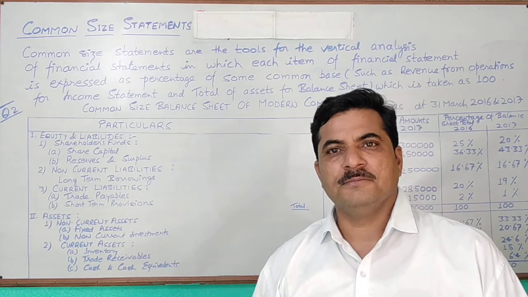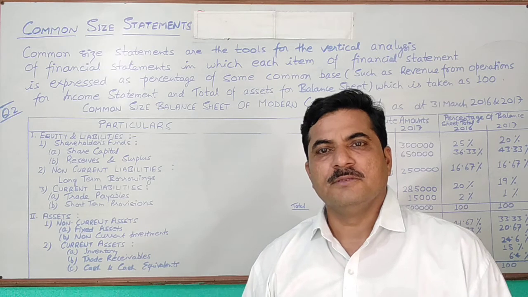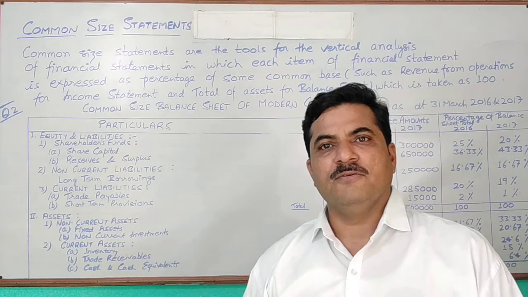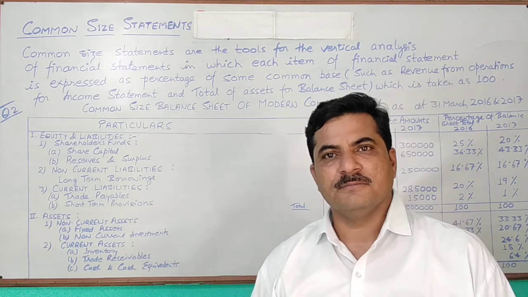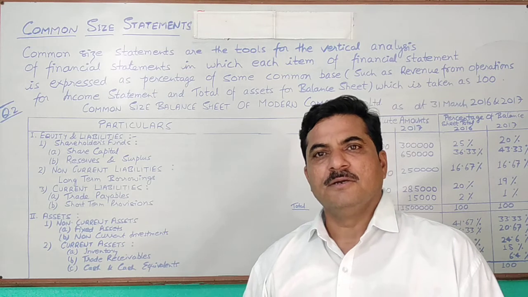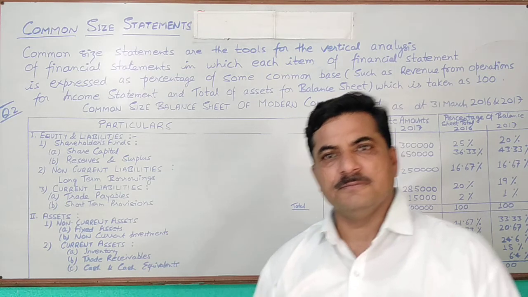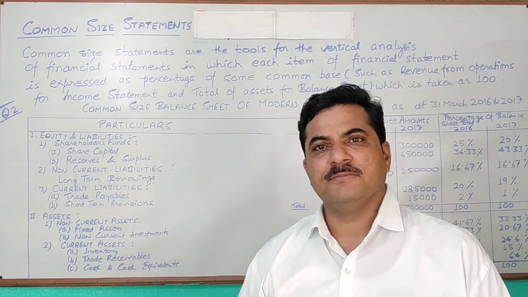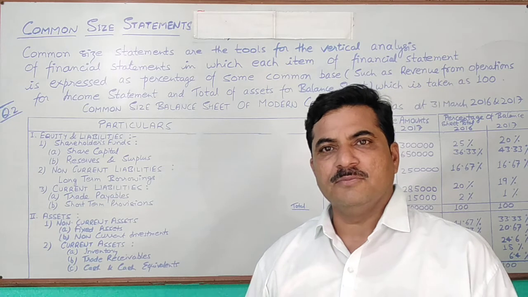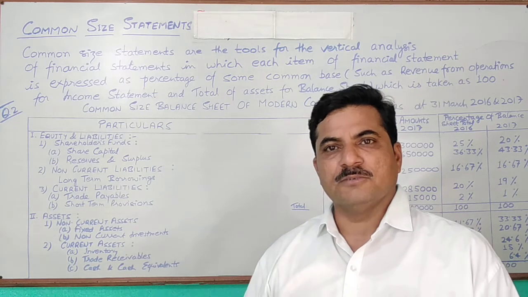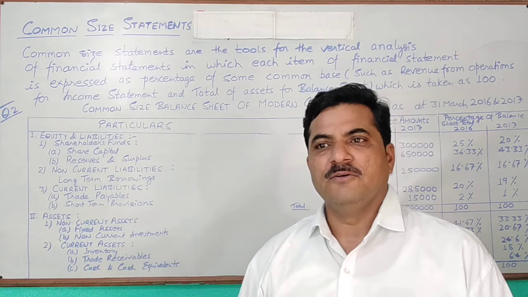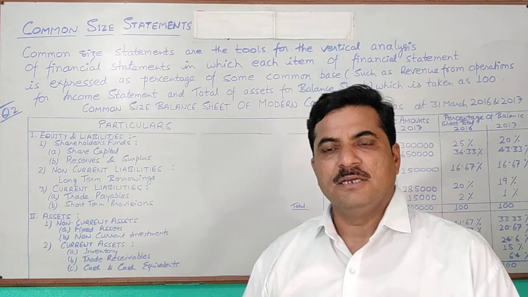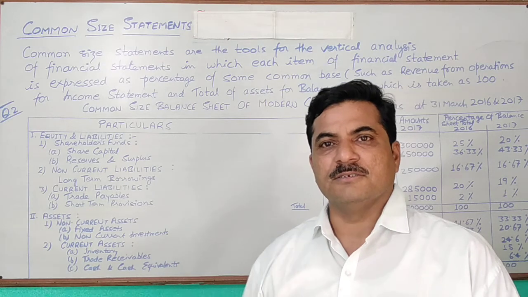Hello students, today's topic is common size statements, and these common size statements are the part of financial statement analysis. Students, common size statements are of two types: common size balance sheet and common size income statement. And these statements are called common size statement because we use a common base for comparison for different items of the same year. That's why these are also known as a part of vertical financial analysis.